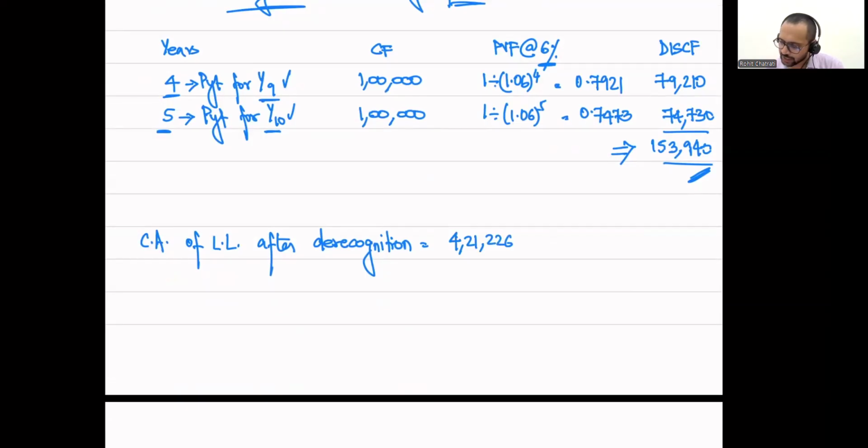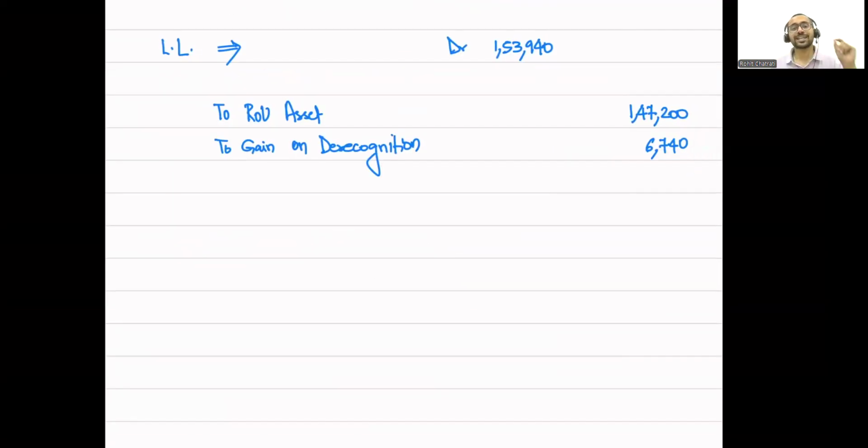I am now derecognizing from here 153,940. The difference is basically the carrying amount after derecognition. 421,226 less 153,940 is equal to 267,286. All right, so my carrying amount of the lease liability after derecognition is 267,286. Now, this was basically part one.